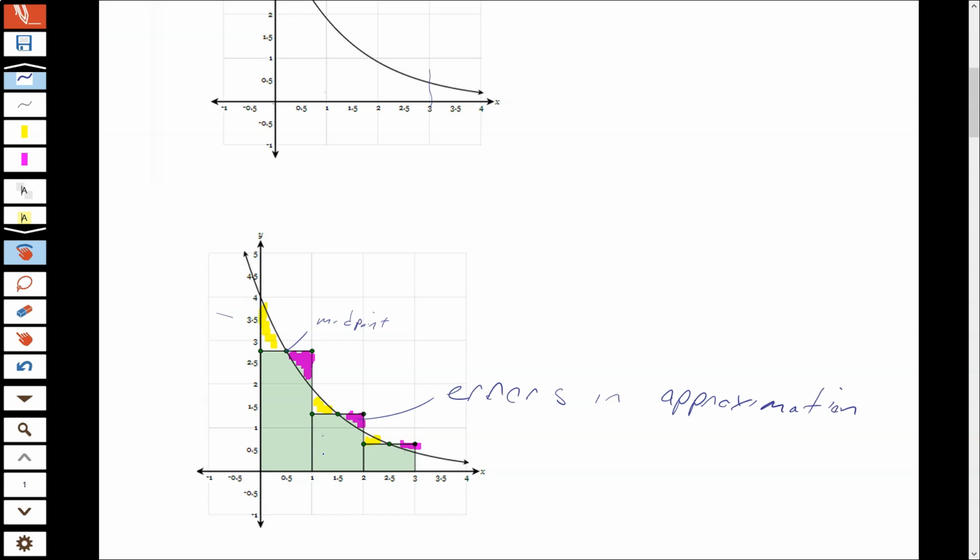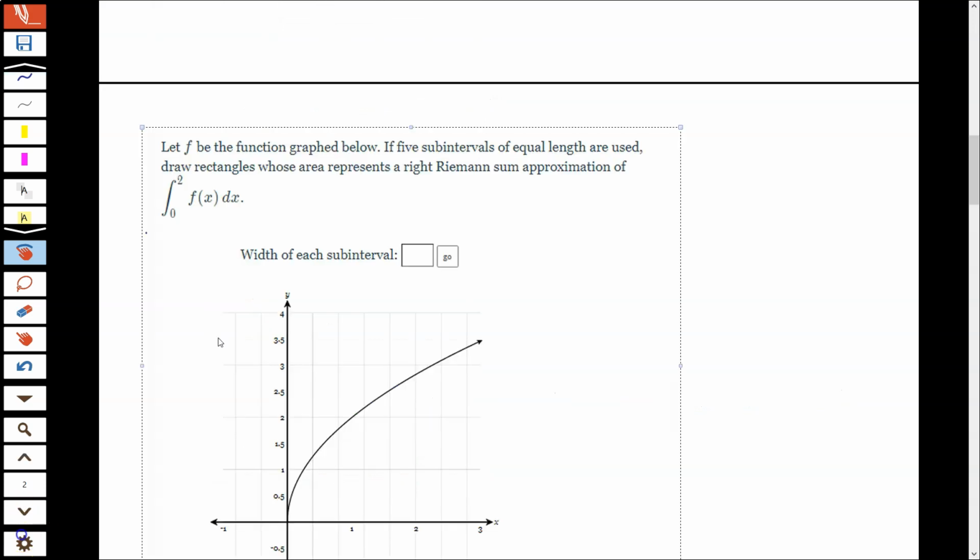We're going to look at what left and right Riemann sums look like here in a second. Same thing, they're ways of estimating integrals. But they tend to be more or less accurate, or overestimate or underestimate integrals in predictable ways. So let's take a look at what those look like.